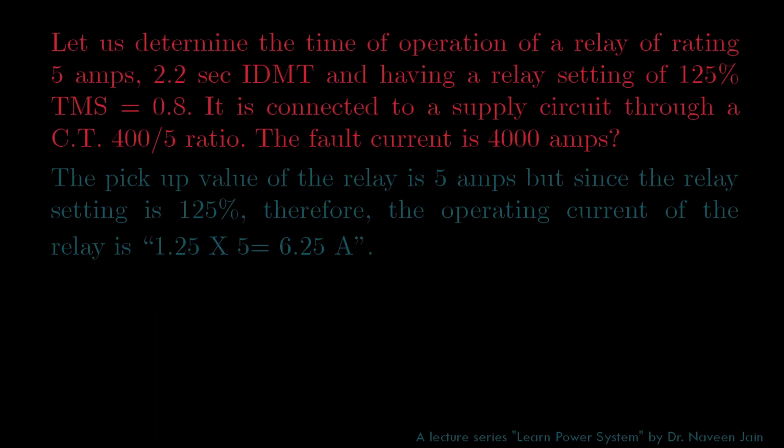Let us determine the time of operation of a relay of rating 5 ampere, 2.2 second IDMT, and having a relay setting of 125% with TMS 0.8. It is connected to a supply circuit through a current transformer with ratio 400 by 5. The fault current is 4000 ampere.